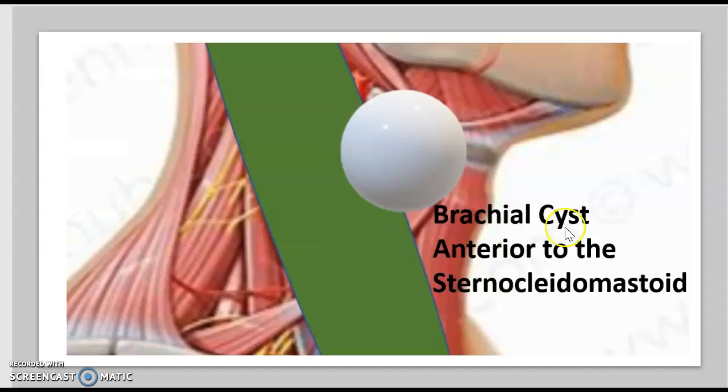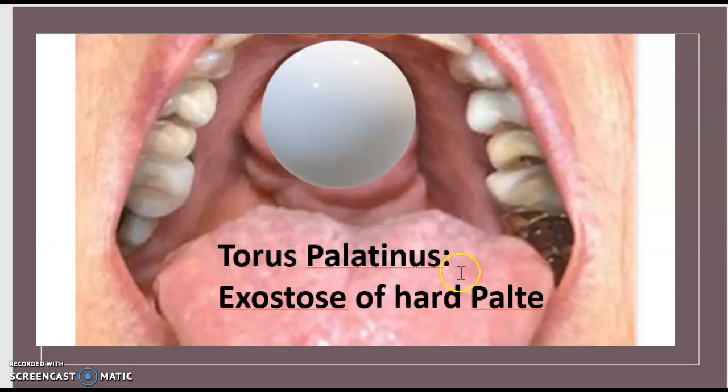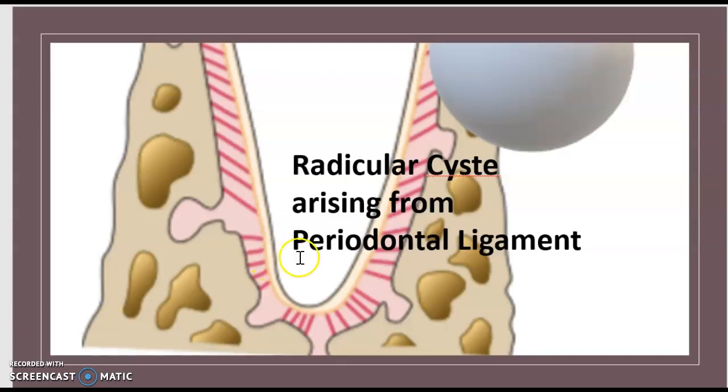I repeat, branchial cyst is anterior to the sternocleidomastoid. Ranula, it's a mucocele of the floor of the mouth. Torus palatinus, it's an exostosis of the hard palate. Dentigerous cyst is an odontogenic cyst. And the last thing, radicular cyst arises from the periodontal ligament.